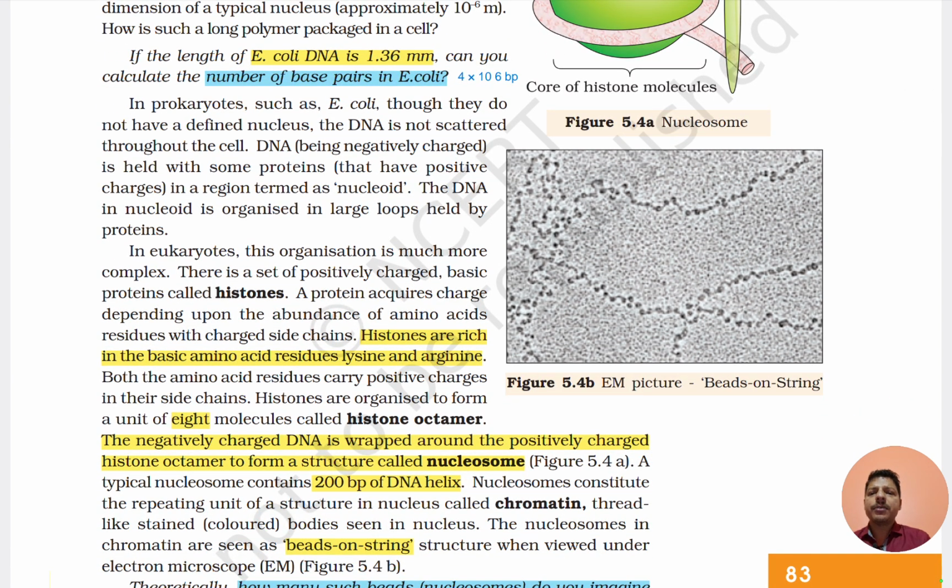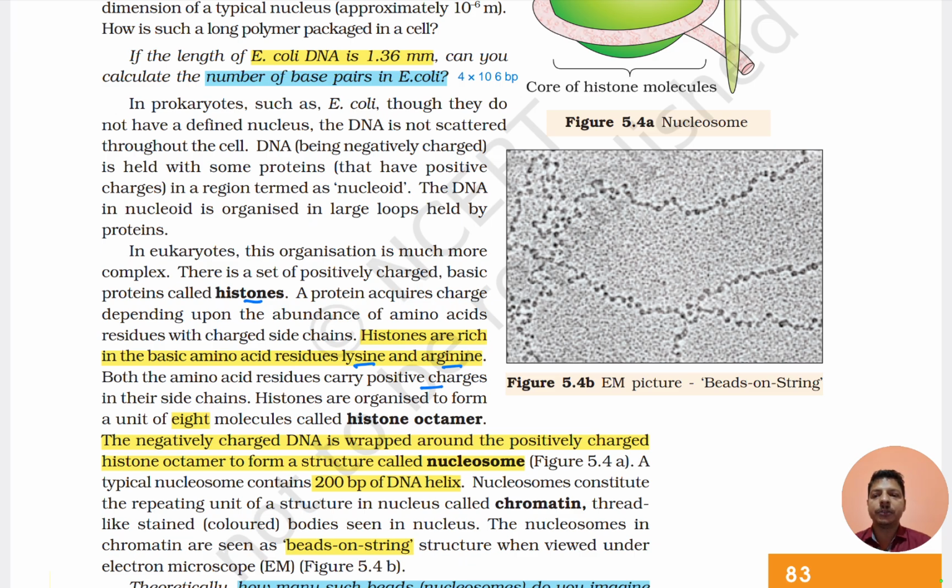Then in eukaryotes, the organization is much more complex compared to prokaryotes. For that, there is a set of positively charged basic proteins called histones. A protein acquires charges depending upon the abundance of amino acid residues with charged side chains. Histones are rich in basic amino acid residues like lysine and arginine. Both amino acid residues carry positive charges in their side chains.